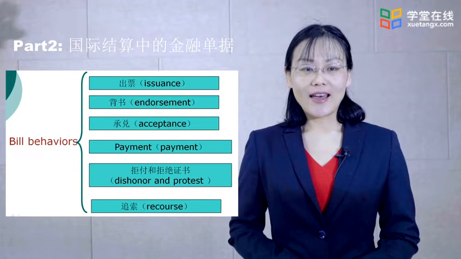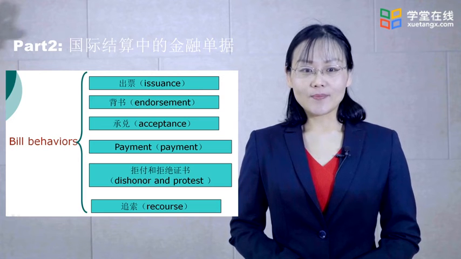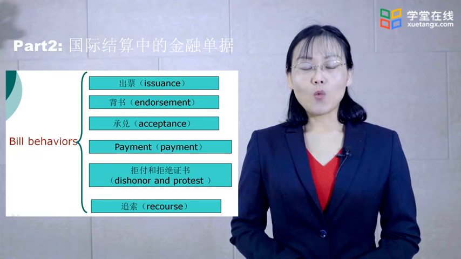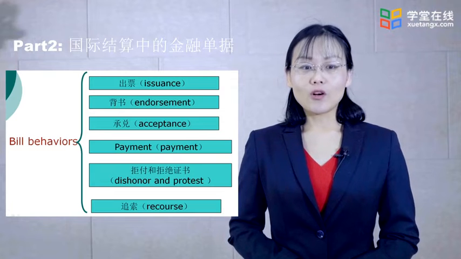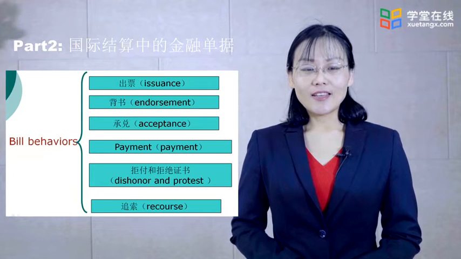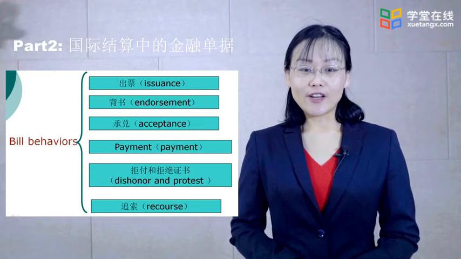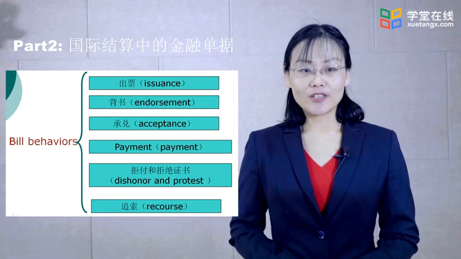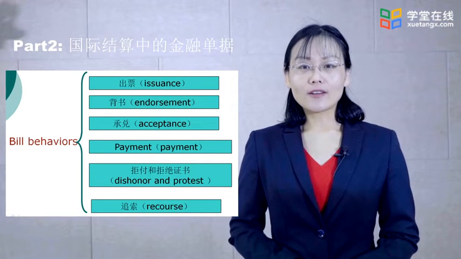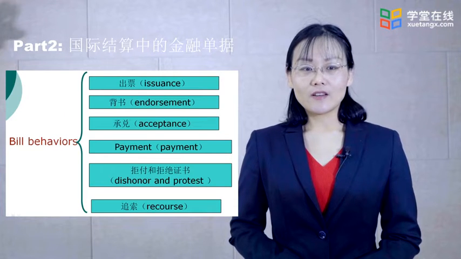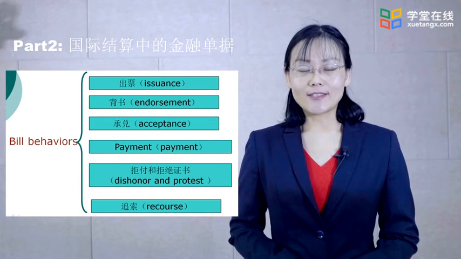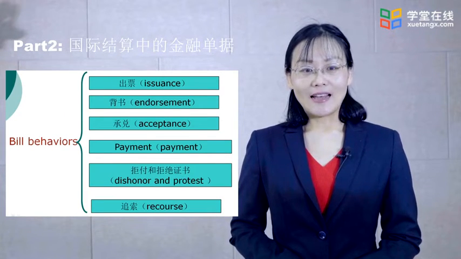In addition to the act of issuance, there are some other acts. We'll introduce them one by one. After the draft is drawn, then it can be negotiated freely till it matures. The act of negotiation is called endorsement. This behavior involves two parties, endorser and endorsee.